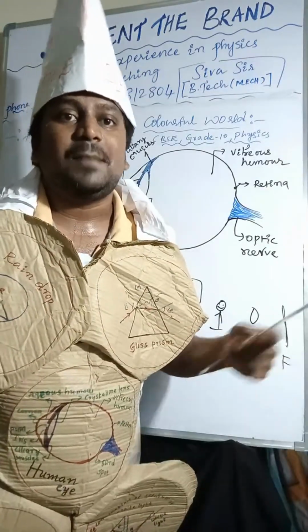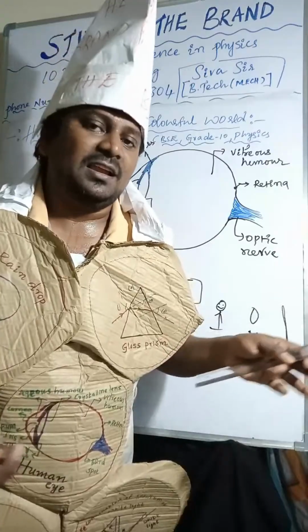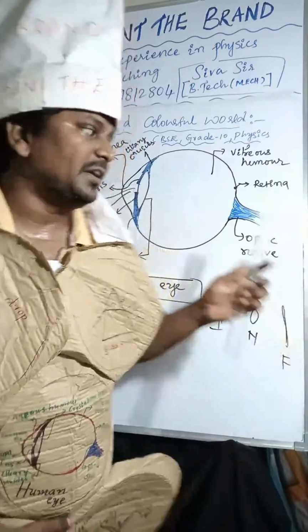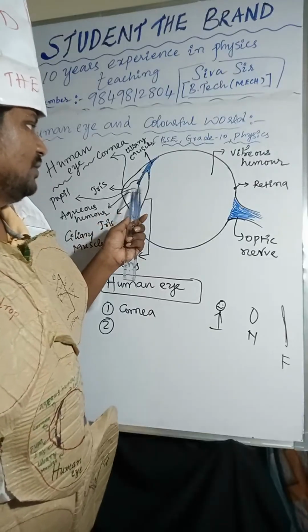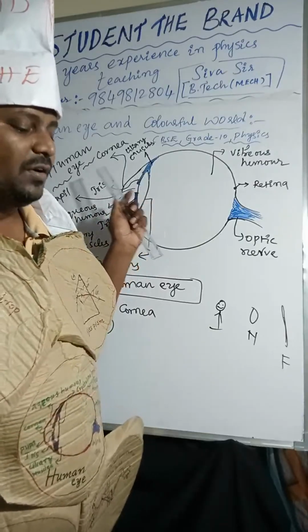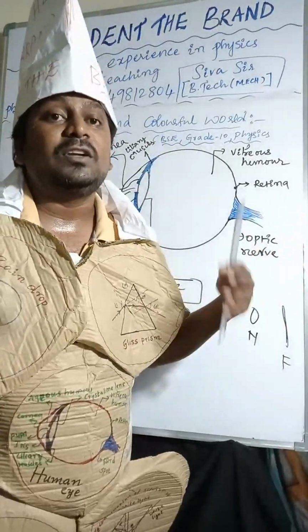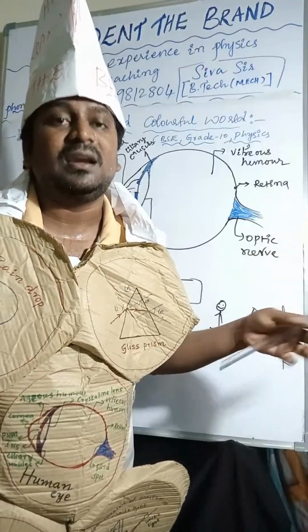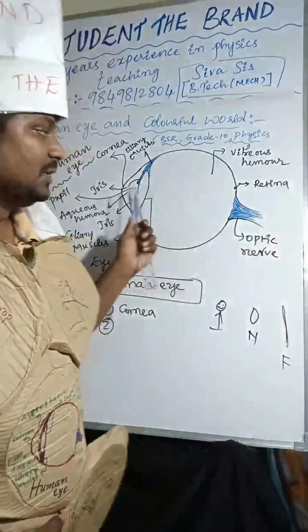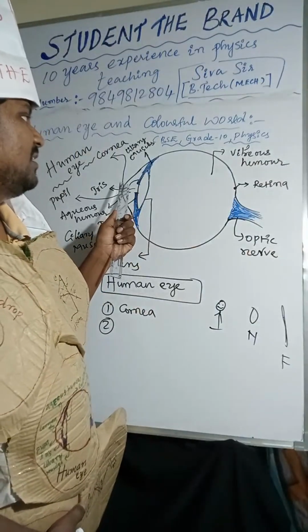Pupil will control the amount of light entering into the eye. So this is a gap, this gap. When light enters through this, it controls the amount of light entering into the eye. How much light is required to enter, so it will enter. So it will control the size. This pupil will control the amount of light entering into the eye.